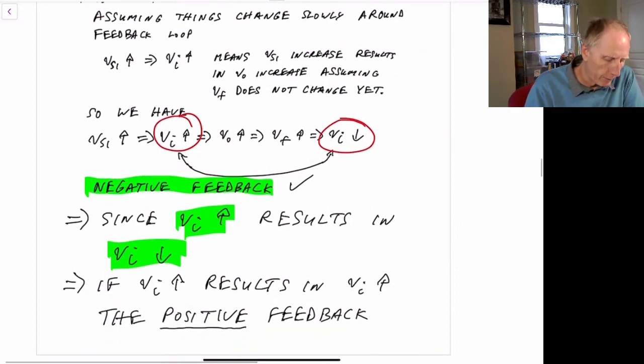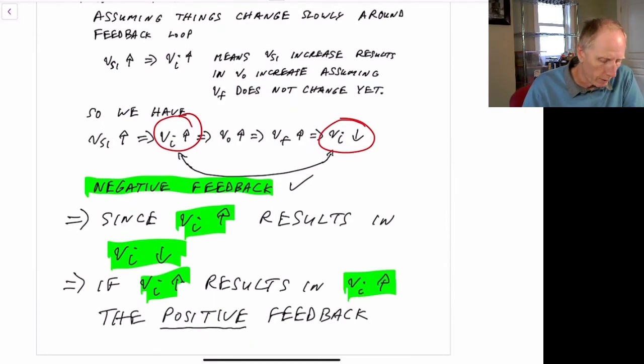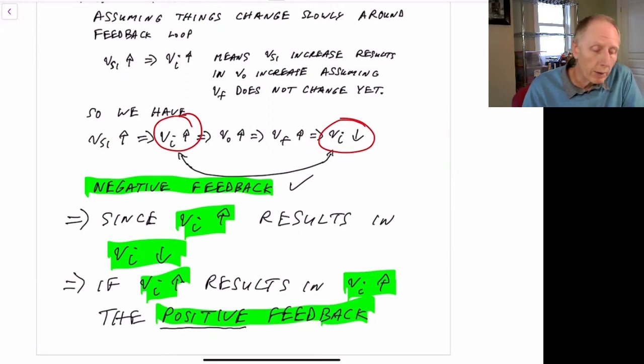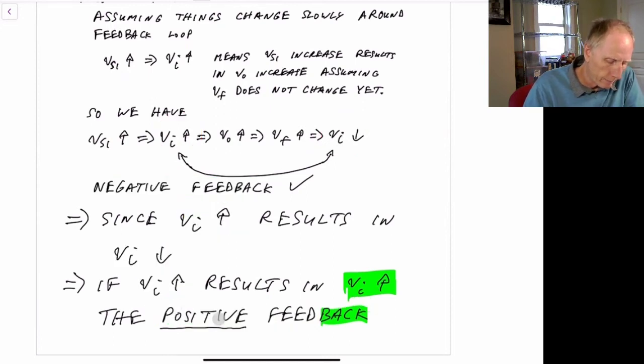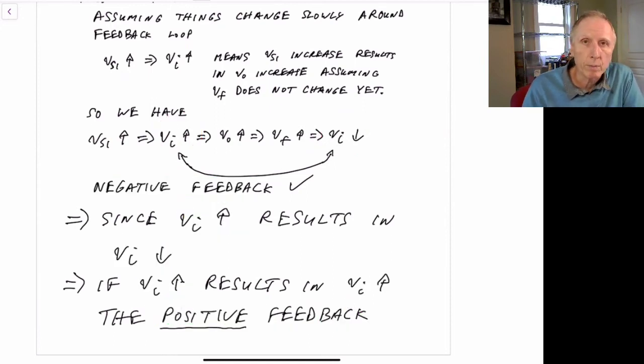If we found that V sub I increasing resulted in V sub I also increasing, going around the loop, then we'd have positive feedback. And as I mentioned, that would generally not be a good thing unless we're building an oscillator. We would want to avoid that, so we'd have a stable system as opposed to an unstable system.